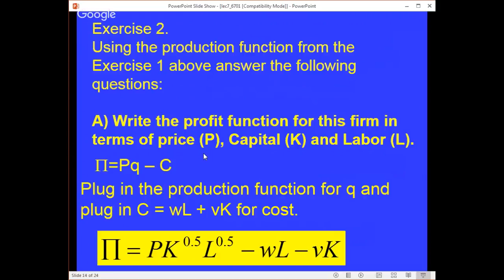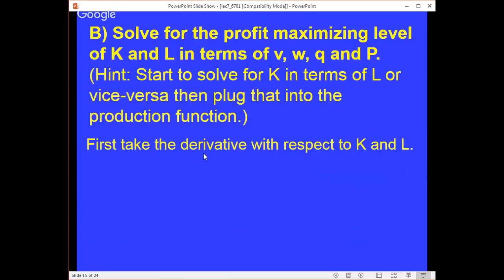Okay. So now that we have a profit function, the next logical step is to solve for our profit maximizing level of K and L in terms of all our fixed or known variables. W and V and P are all fixed, and of course we want a fixed Q. I gave you some hints. Start to solve for K in terms of L or vice versa, then plug that one into the production function.